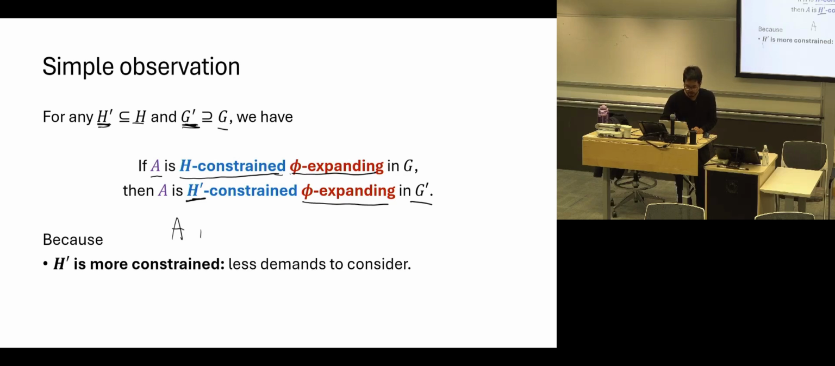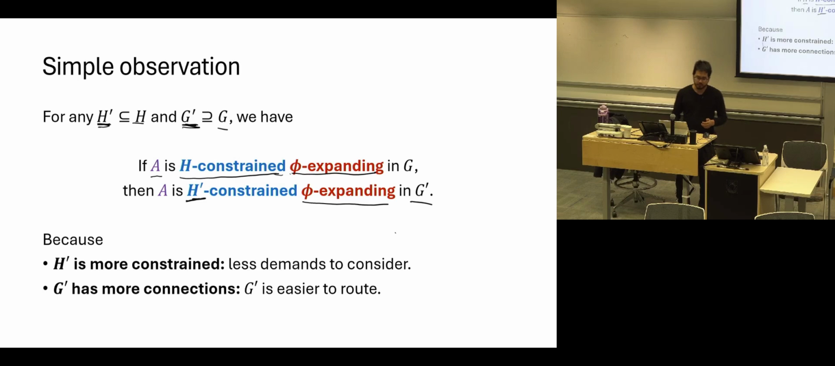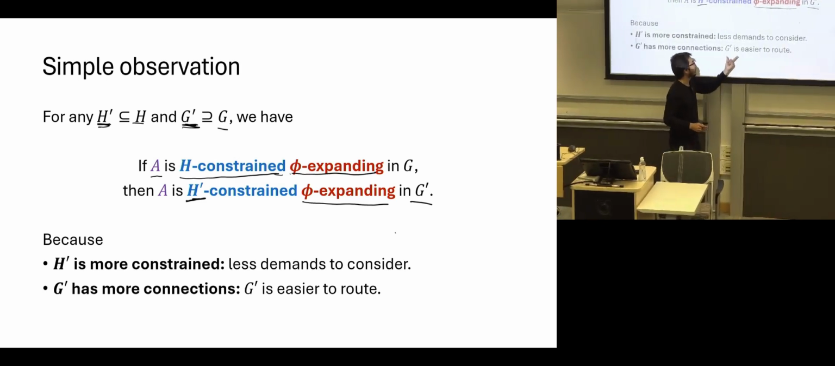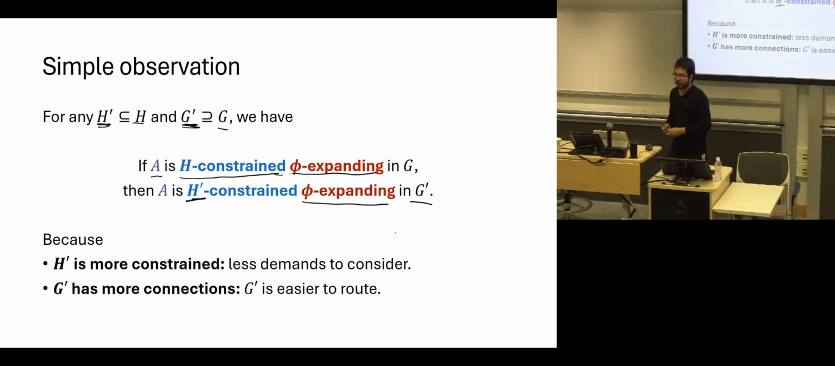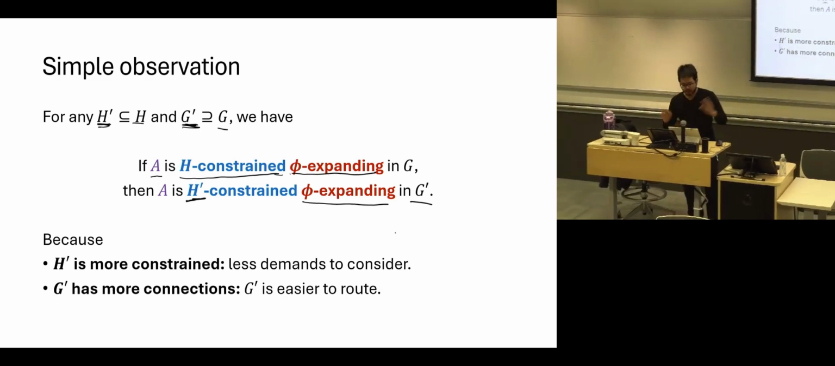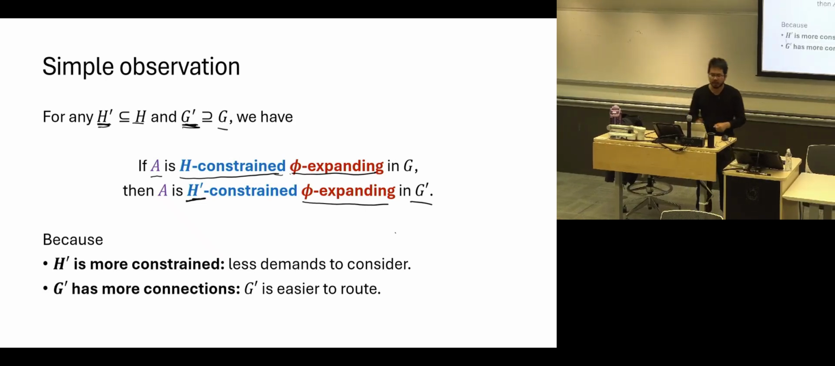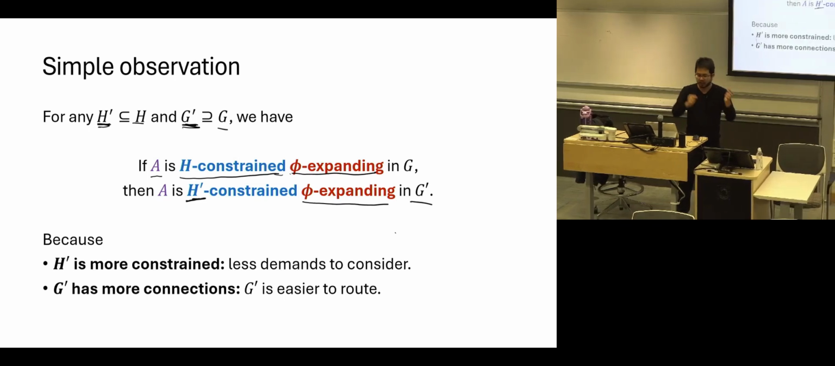Like an empty graph constraint phi expanding in any G, for example. If H is empty, then there is nothing to route. Also, G prime has more connections, so if it can route in G, then it can route in G prime too. I hope that you get familiar with this concept. It's like a component constraint expansion.